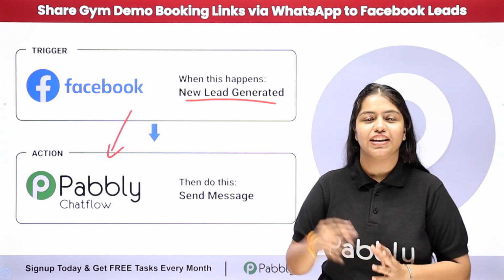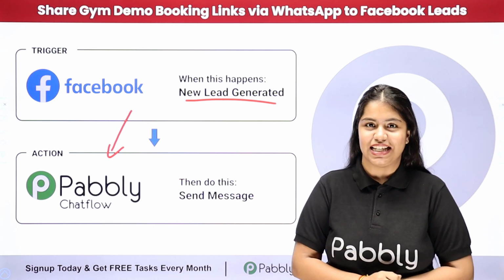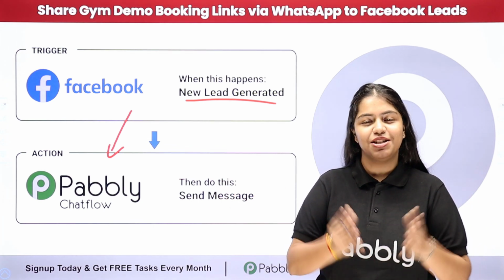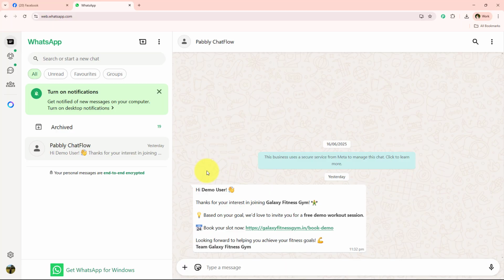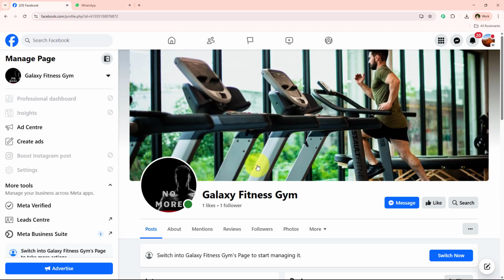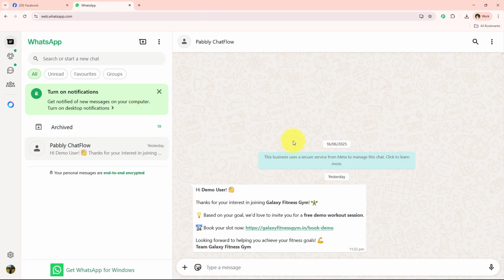So if you also want to create this amazing automation for your own business, then for that you have to come with me towards my screen. Welcome to my screen everyone. In this video I'll show you how to automatically send a WhatsApp message to new Facebook lead submissions. It is perfect for gym owners looking to book more demo sessions.